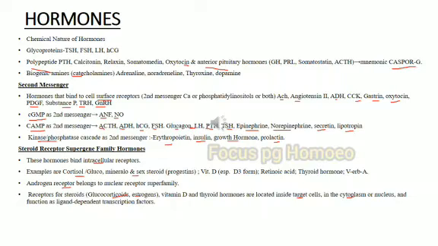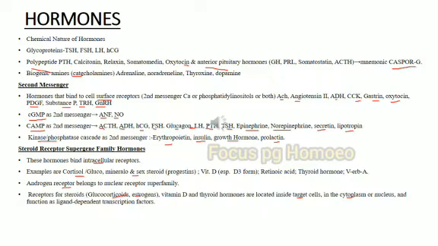Coming to second messenger hormones. So these are basically hormones that bind to the cell surface receptors. The next are cGMP as second messenger, then cAMP as second messenger, and kinase and phosphatase cascade as second messengers. So the hormones which bind to the cell surface receptors are ACTH, angiotensin, ADH, CCK, gastrin, oxytocin, PDGF, substance P, TRH, and GnRH.